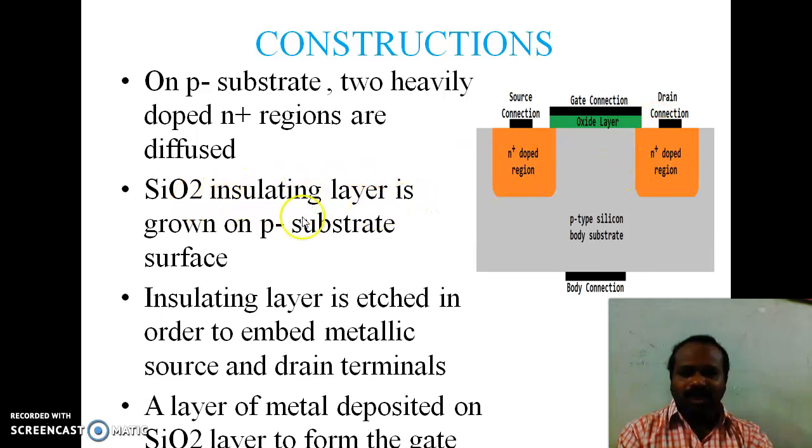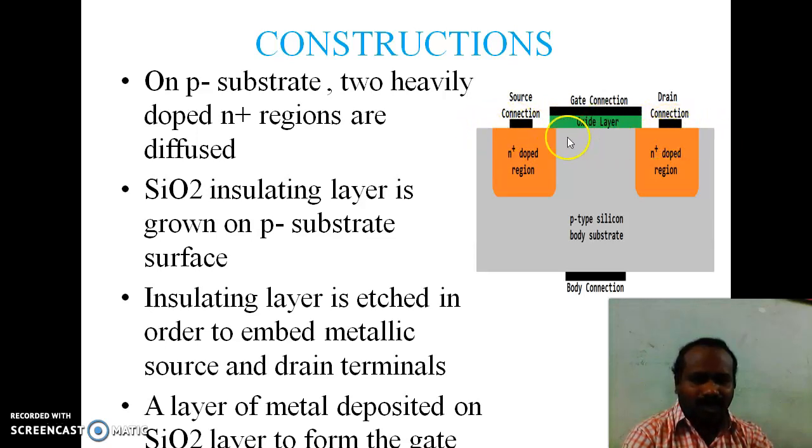SiO2 insulating layer is grown on the P substrate. On this P substrate, we grow this SiO2 oxide layer. That is, the SiO2 oxide layer is also known as the insulating layer. For the full length, we grow the oxide layer.